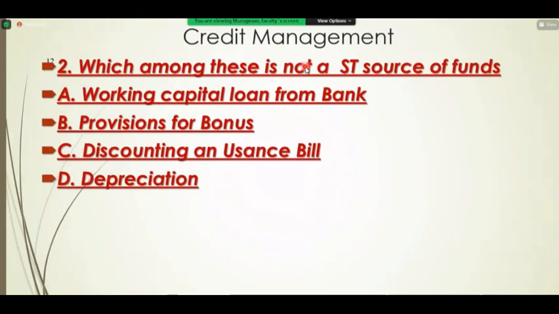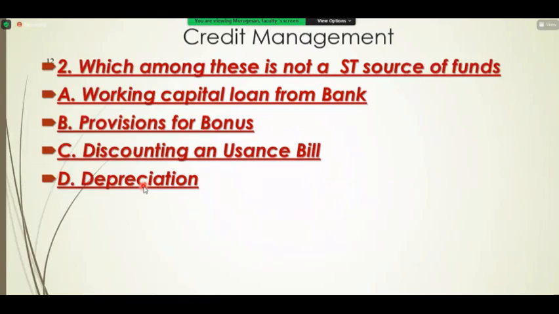Okay. Now depreciation, the answer is depreciation. Why depreciation? Depreciation is not a short-term source, it's a long-term source. Sir, why is it a long-term source? Because it's on fixed assets. Depreciation is charged on assets. By charging depreciation, the value of the assets is reduced. So any reduction in the value of assets is a main source of funds. Increase in the value of assets is a main use of funds.